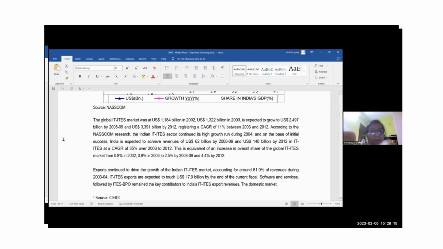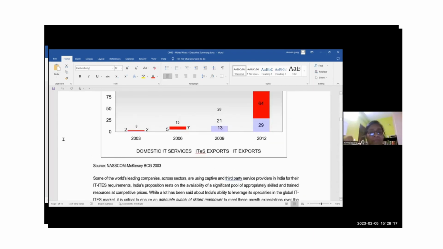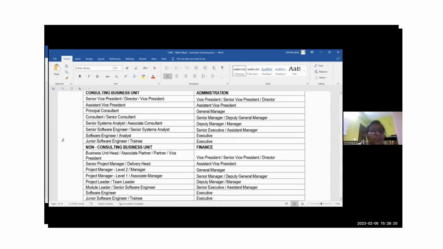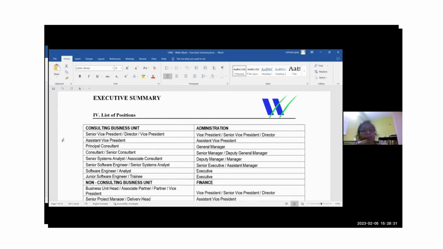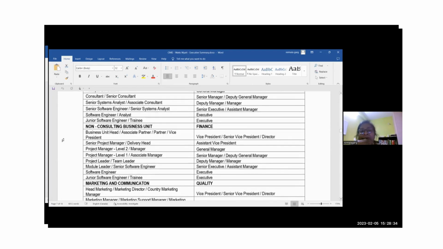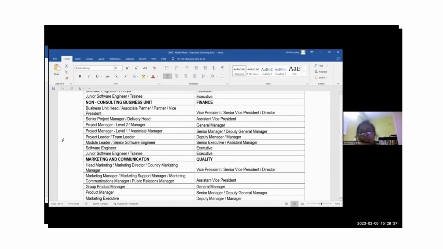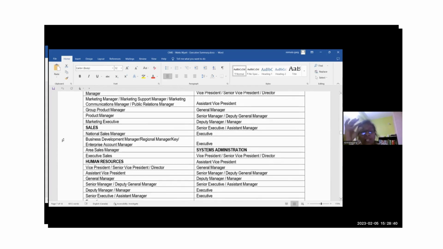And what kind of companies? All IT companies. And these 65 positions are further categorized into various functions, like for example consulting, non-consulting, admin, finance, marketing and communication, quality, sales, etc. So typically when you get a survey, you will get it in this manner, saying that these are the companies from which we have got data for these benchmarked positions, and they'll be further classified into their respective functions.